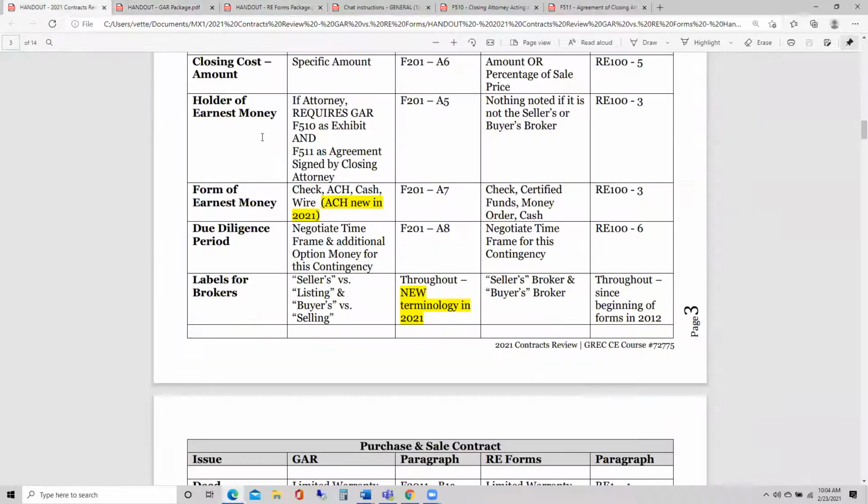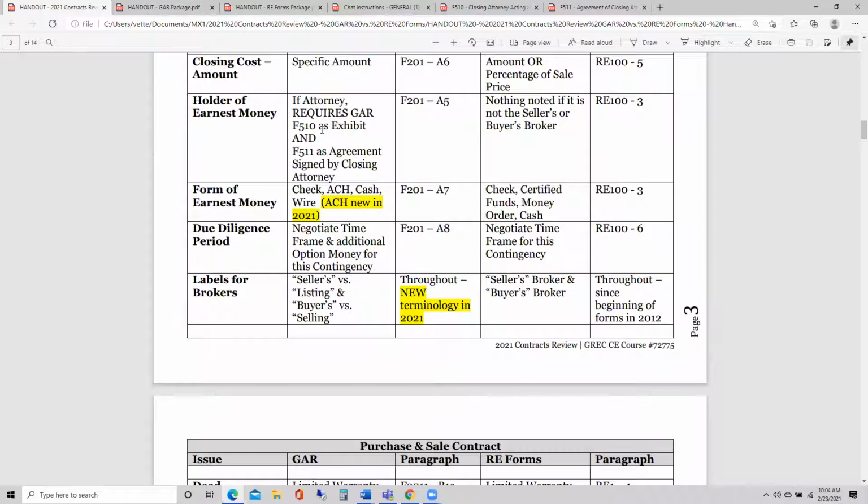Point of practice, you guys. If you're having a closing attorney as the holder of the earnest money, you better have a chat with that closing attorney and find out what their policy is. Get with your broker or with an attorney, perhaps, to get them to sign something agreeing to fulfill the responsibilities as holder as outlined in the purchase and sale agreement.